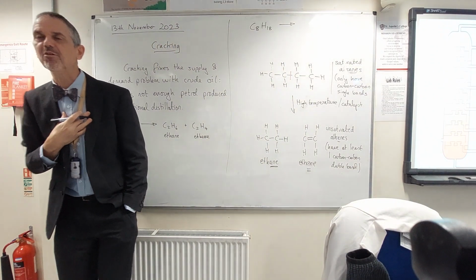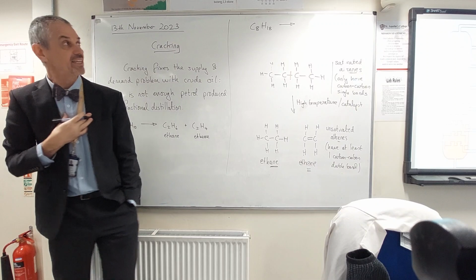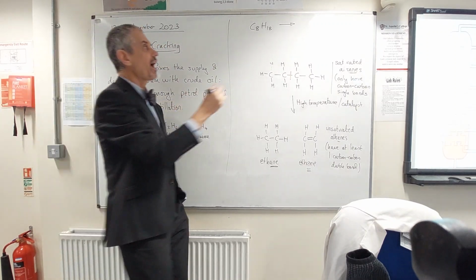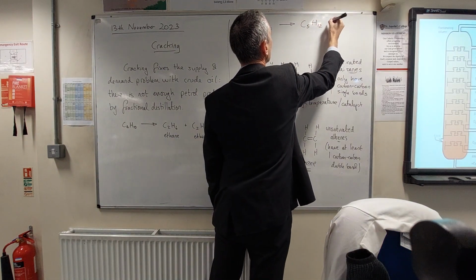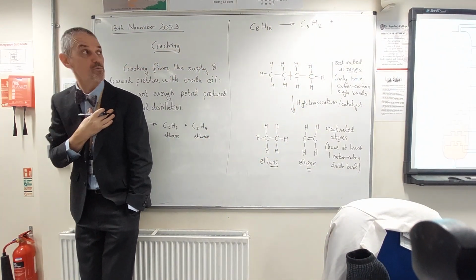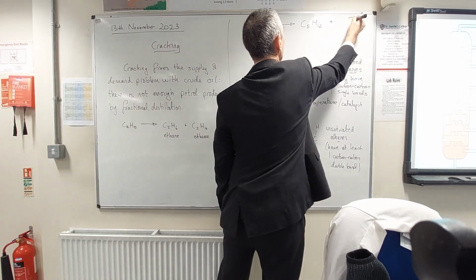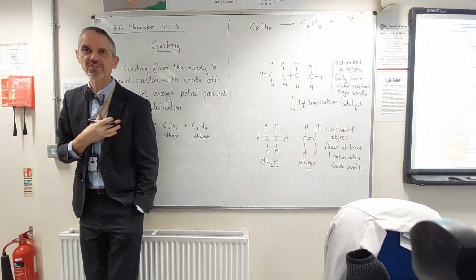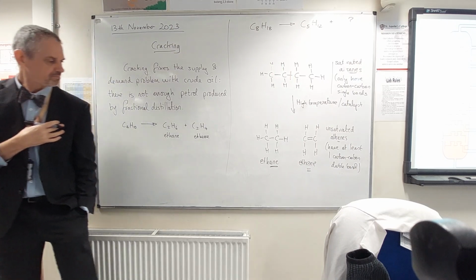I want you to work out what would be the missing bit here. Let's say I'm cracking a molecule with 8 carbons in it, and one of the 2 pieces that this molecule breaks into has 5 carbons. Can you think about what would be the formula of the other substance that's produced? Just think for a moment.